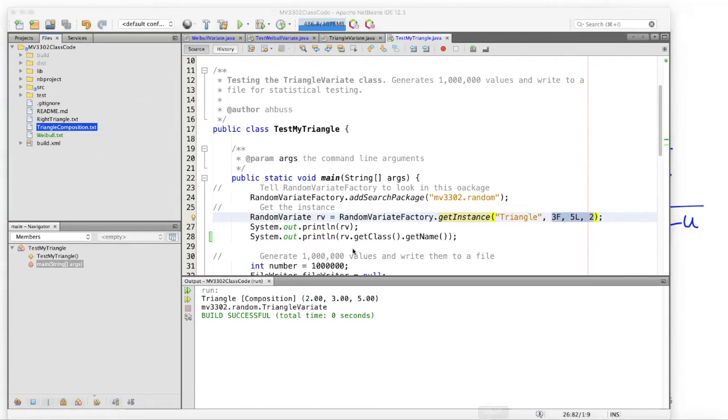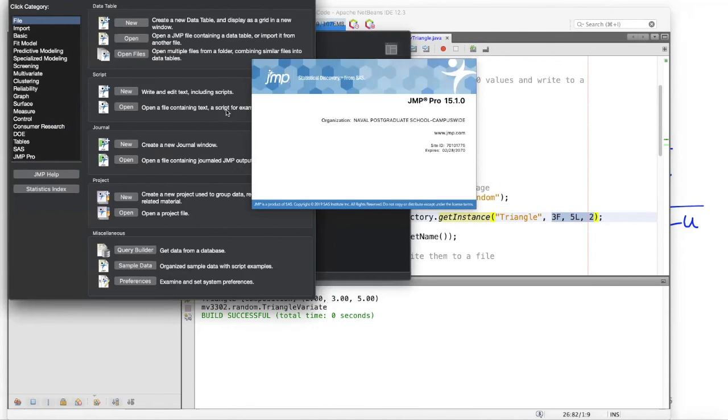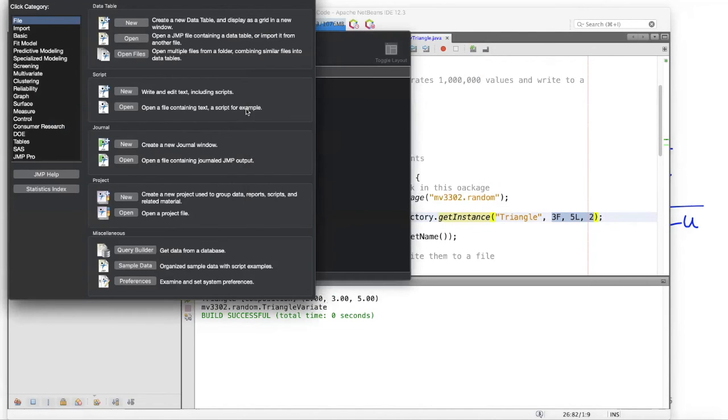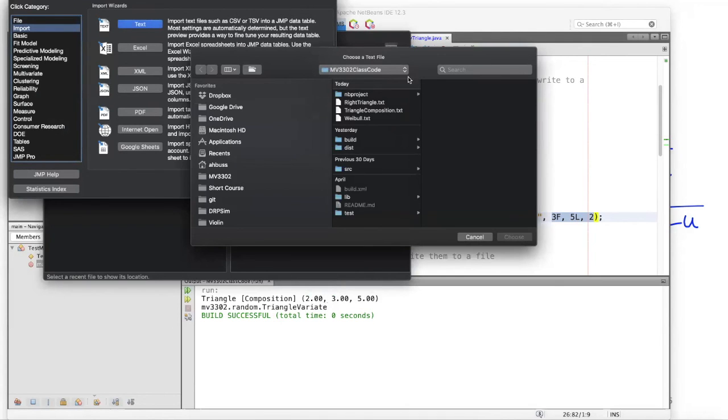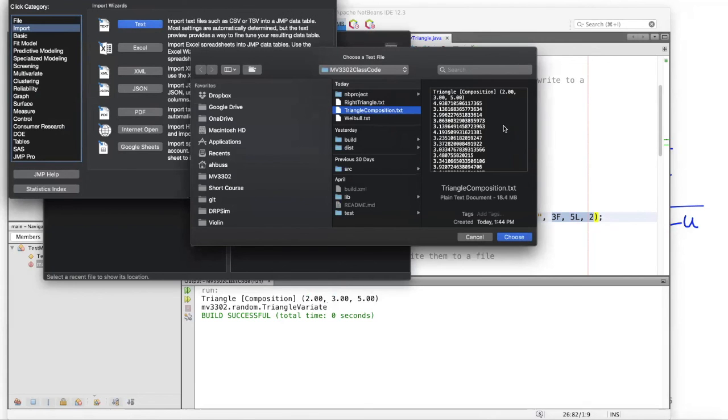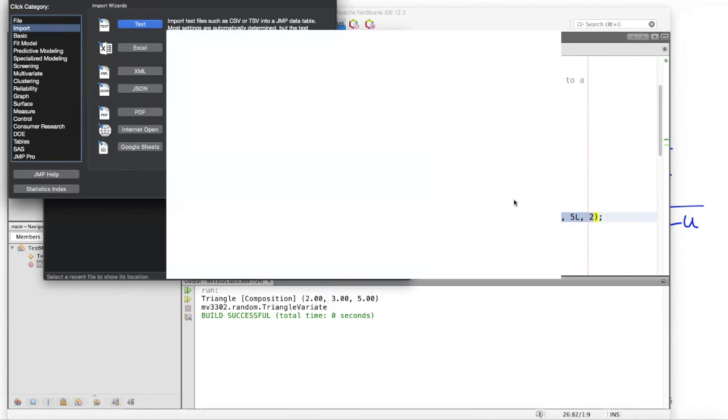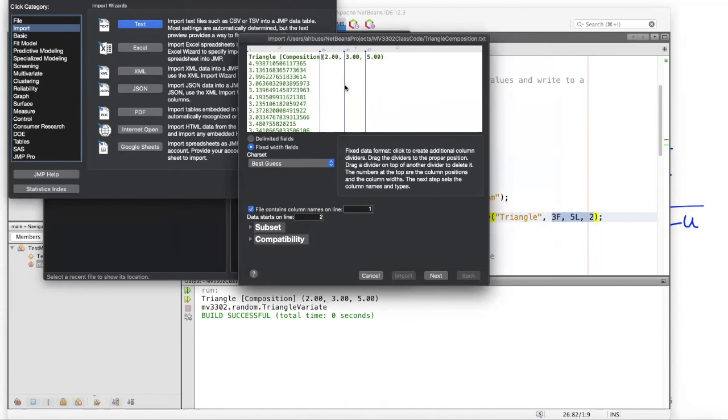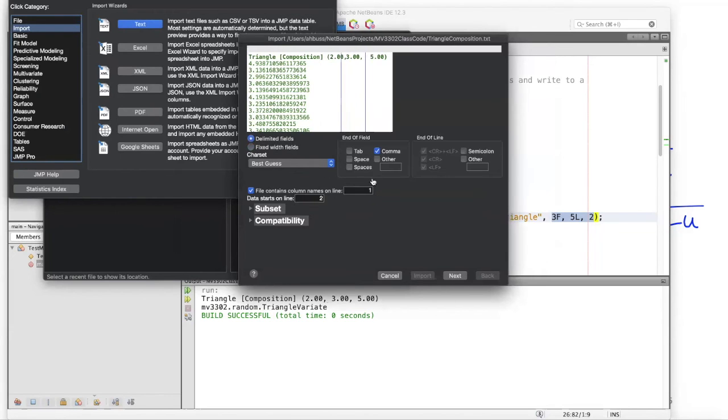So let's go back to our friend JMP and import that file. So this is the triangle with composition. Okay, so it was using fixed width fields. We really want delimited fields instead. No commas there.